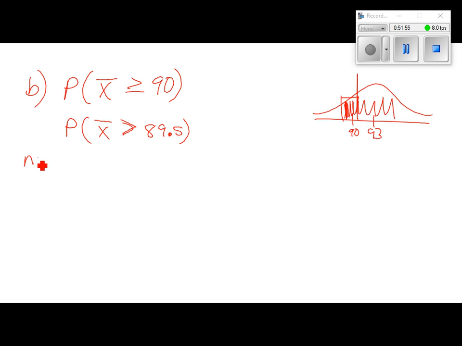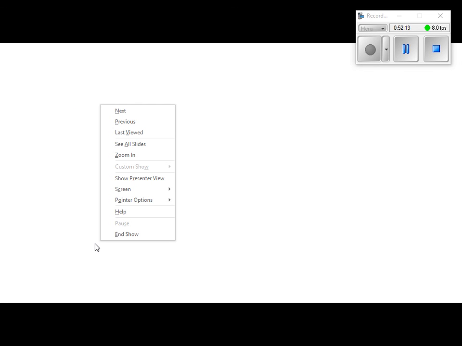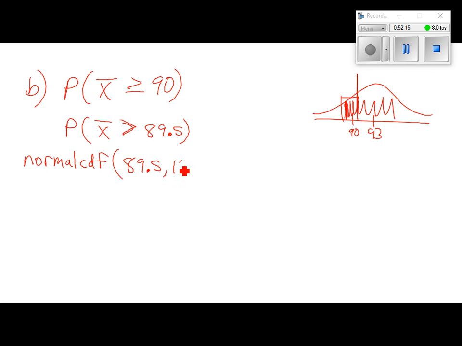What's that telling us then? We're going to punch in on our calculator. Normal CDF, 89.5. Is that our low limit? Yeah, it is. What's our high limit? 10,000. What else do we need to punch in? The mean and standard deviation.